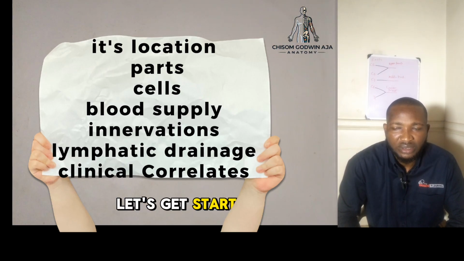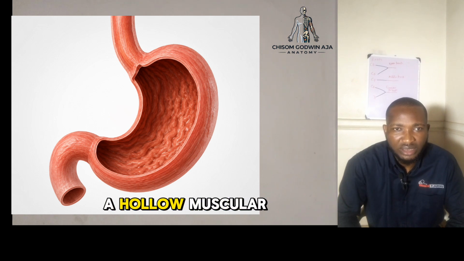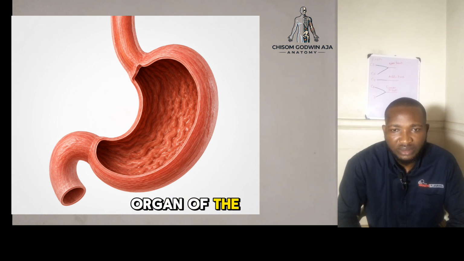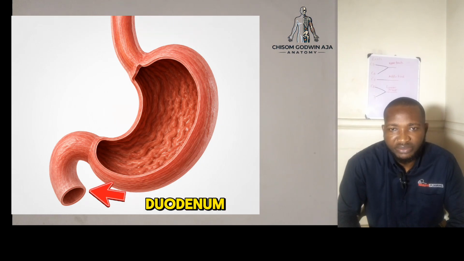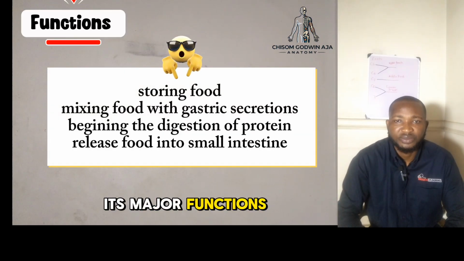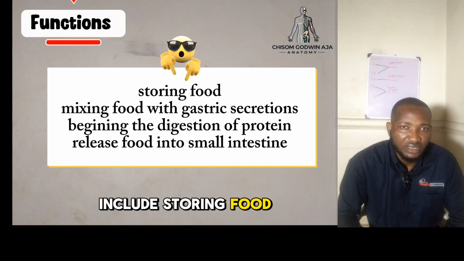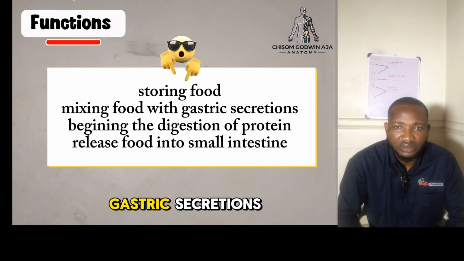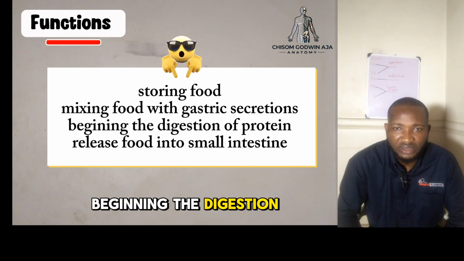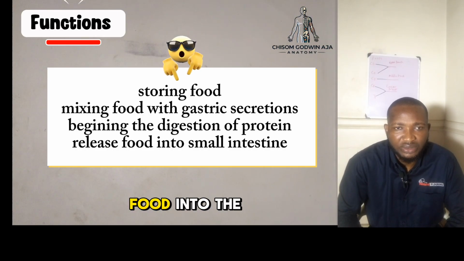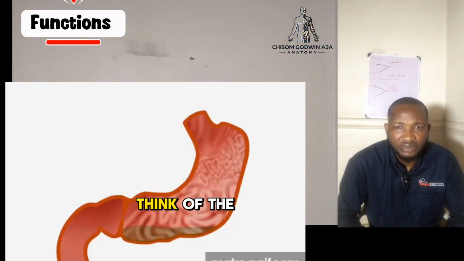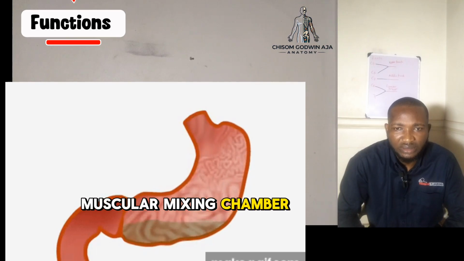Let's get started. The stomach is a hollow muscular organ of the gastrointestinal tract located between the esophagus and the duodenum. Its major functions include storing food, mixing food with gastric secretions, beginning the digestion of proteins, and controlling the gradual release of the food into the small intestine. Think of the stomach as a muscular mixing chamber.